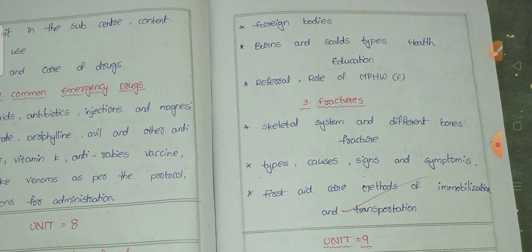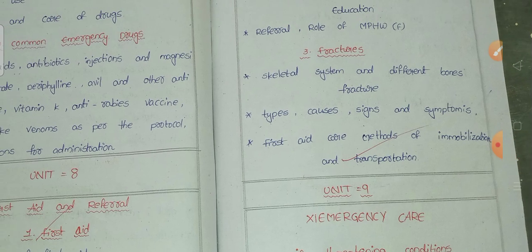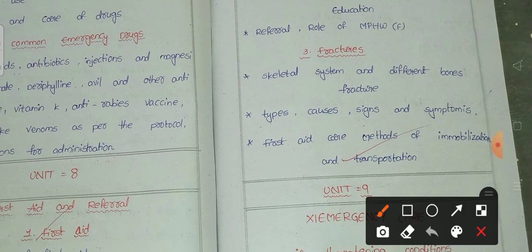Next, in fractures, types of bandages are very, very important. They may ask about types of bandages in fractures. First aid and methods of immobilizing and transportation. Next, the last one is emergency care.